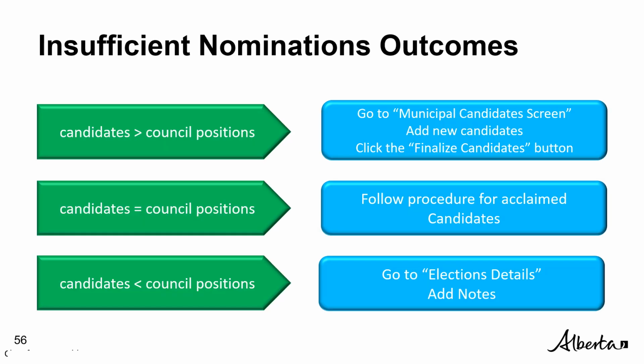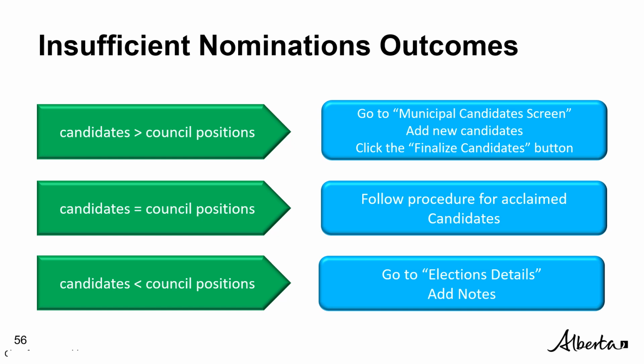So now the additional days have passed. What are the possible outcomes? One possible outcome is that you now have more candidates than vacant council positions. If this occurs, an election is called. You would go to the municipal candidate screen, add your new candidates, and submit the candidate list to Municipal Affairs by clicking the Finalize Candidates button.